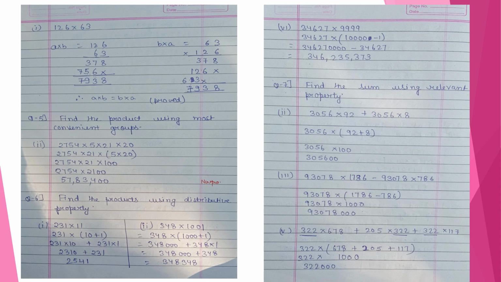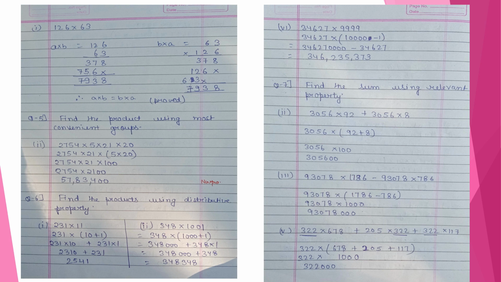Now question number 6. Find the products using distributive property. So first part I have done here, 231 into 11. In place of 11 I am writing it to be 10 plus 1. So 231 into 10 plus 1 in bracket. So when we will open the bracket, 231 will be multiplied with 10 plus 231 into 1. So we are getting 2310 plus 231, that is 2541.